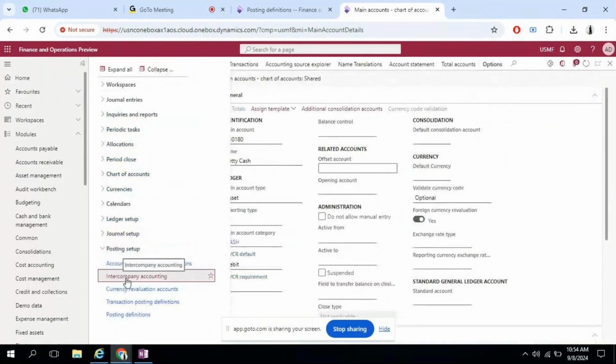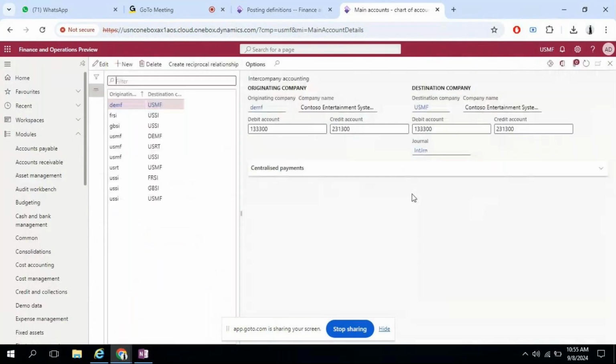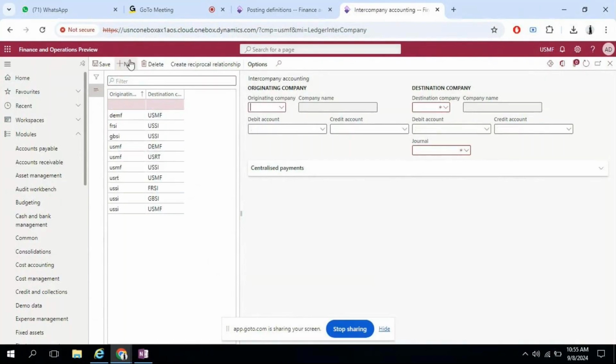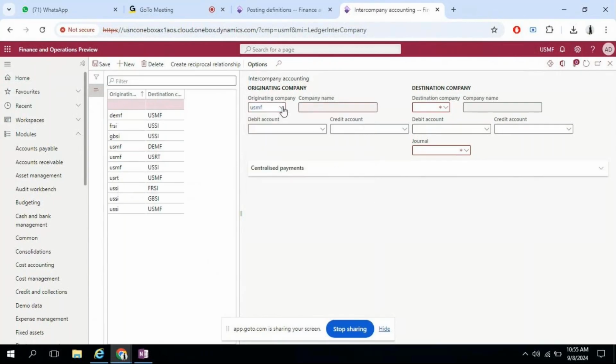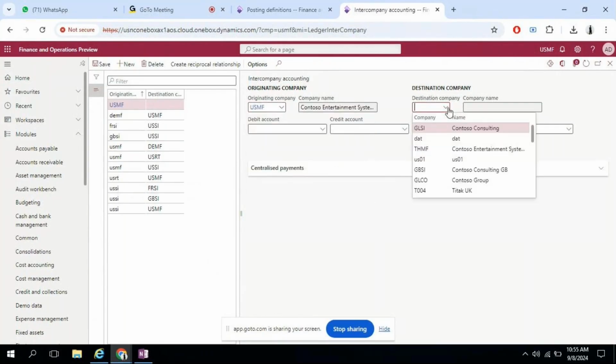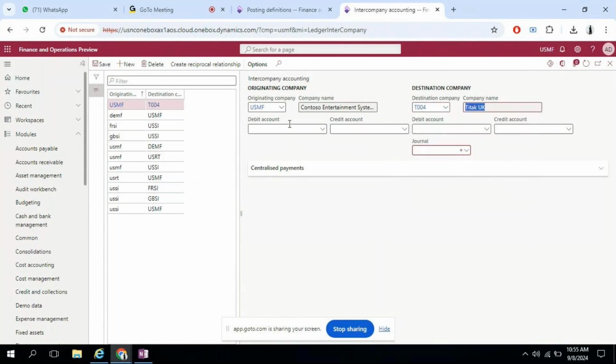Intercompany accounting, as I told you, I want a relationship between two companies, so I need to enter the originating company. Right now the origin will be USMF, from where the money is coming, and the destination company where the money is landing. So T004 I will take up, and after this I need to define under USMF what are the debit account and the credit account. Inside the destination company also I need to define the debit account and the credit account.